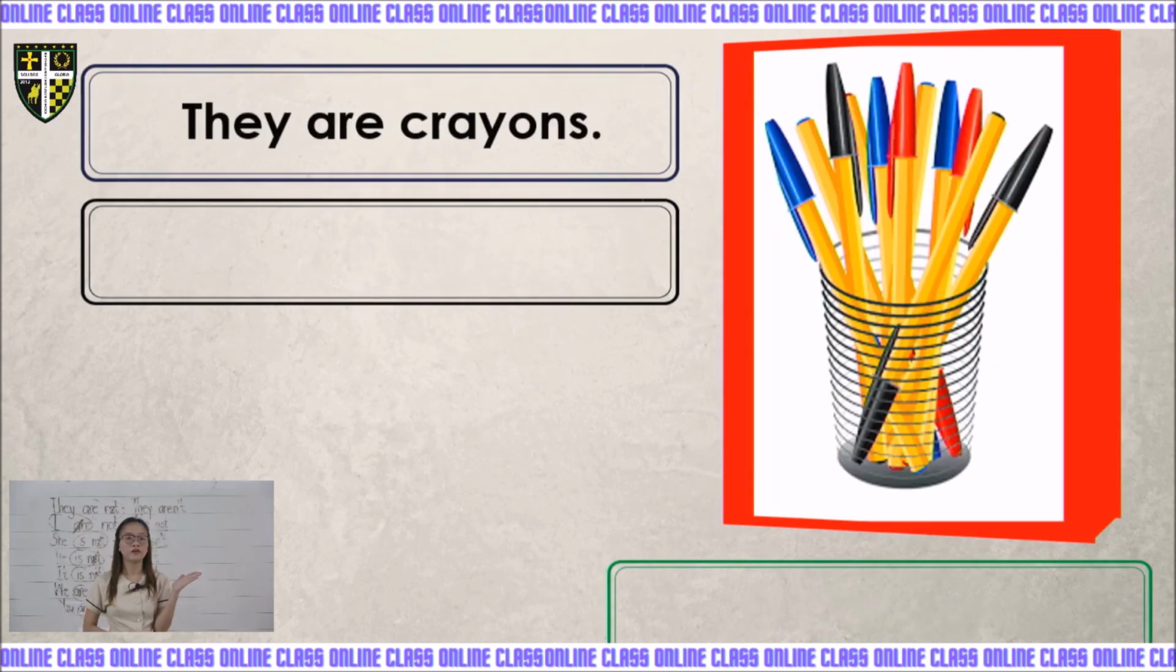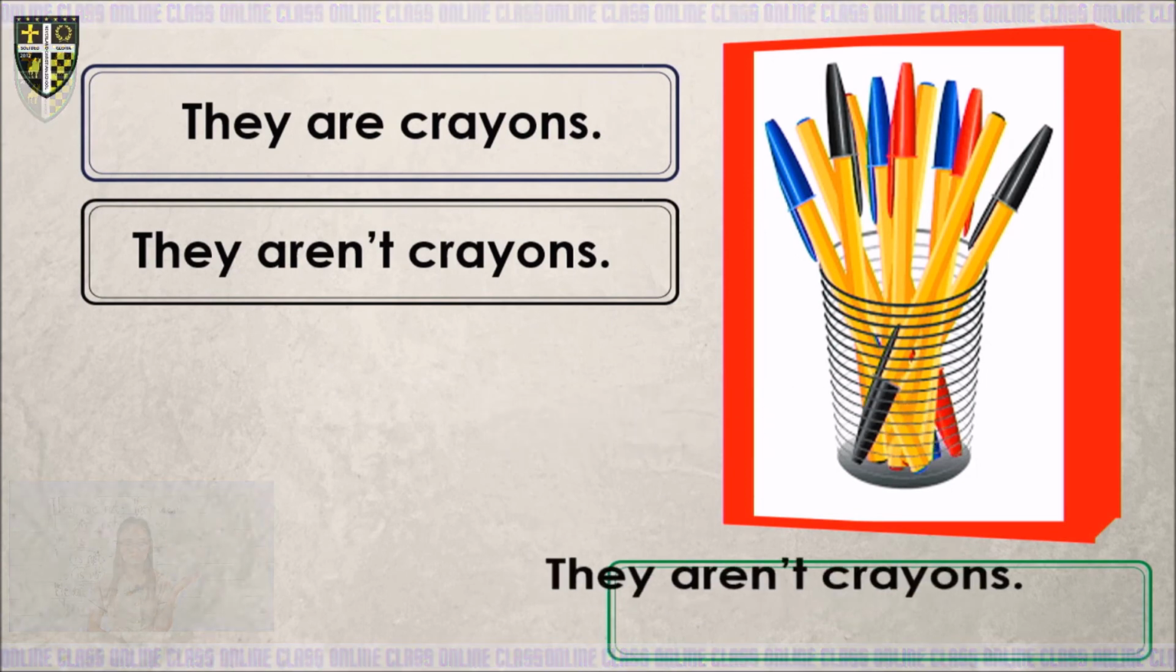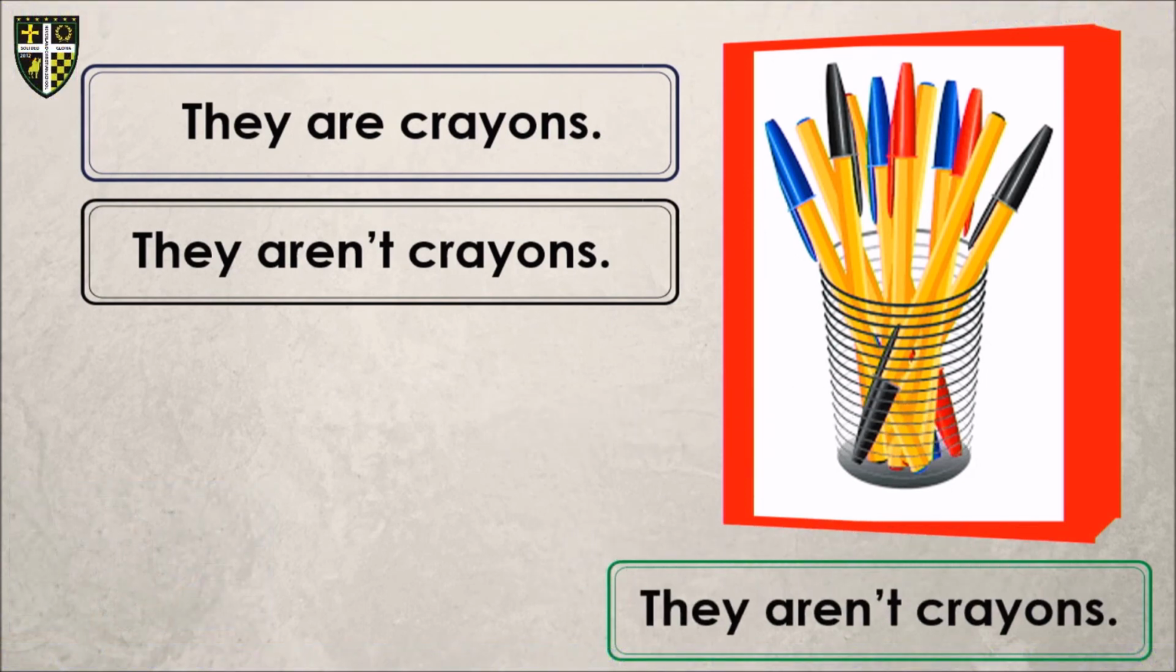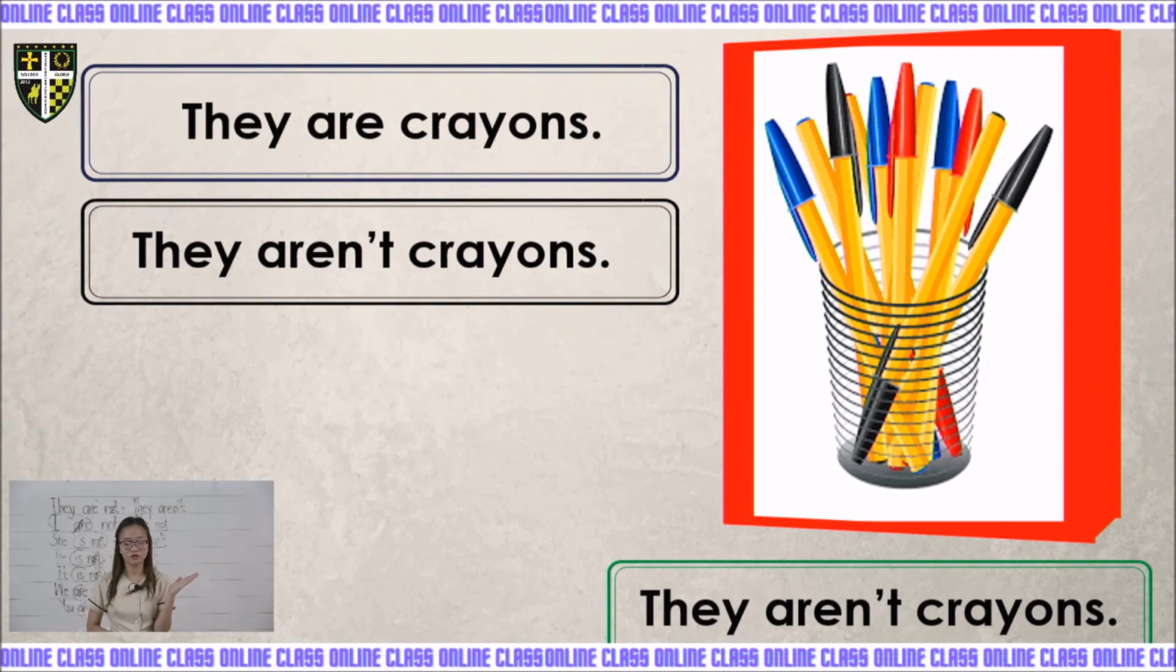They are crayons. They is referring to one, isn't it? They aren't crayons. Okay, the correct sentence for this picture is they aren't crayons because they are pencils. So they is referring to more than one. That's why we use the be verb are.